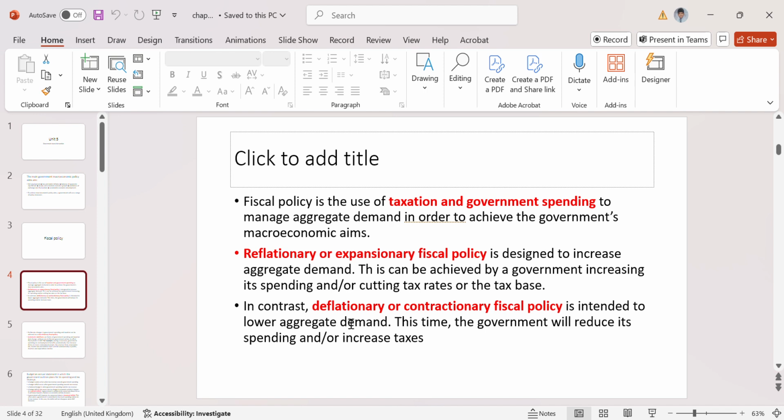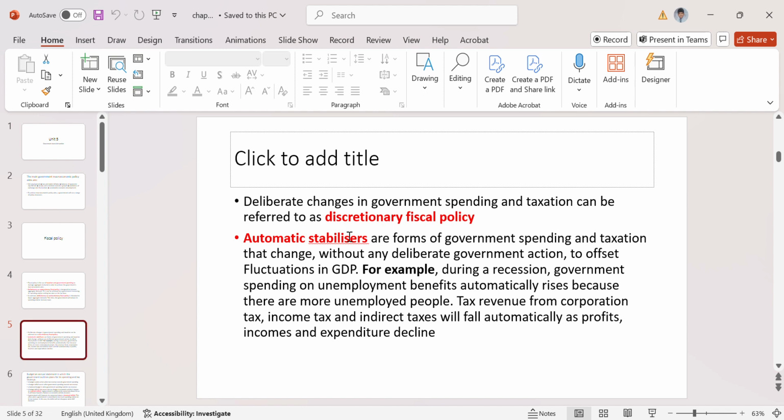On the other hand, you have deflationary or contractionary fiscal policy. The objective of the government is to reduce the aggregate demand. Under this policy, the government will increase the taxes, and when taxes increase, people have to pay more taxes, so they will have less disposable income to spend, thus AD will reduce. Similarly, the government will reduce its spending. By spending less, people will have less disposable income, and therefore they will spend less, and AD will reduce.